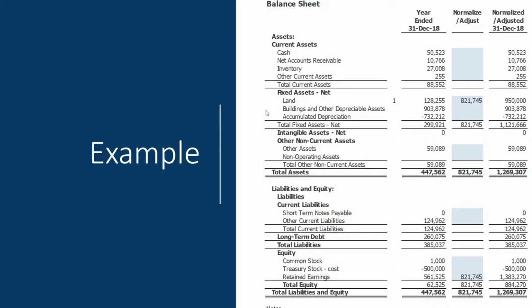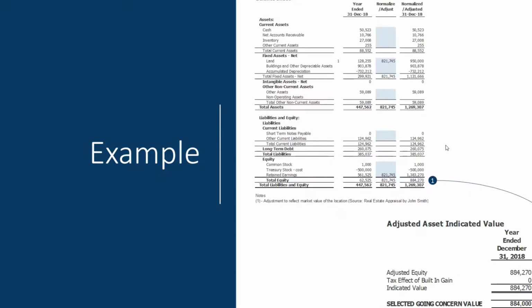So for this medical records company, there was an adjustment made for the land and the depreciable buildings. And here we just showed this complete adjustment in one entry for simplicity, but this should be broken up according to the land and the buildings. And when you look at the value adjusted for this, you'll see that the adjusted value is $884,000 as compared to the $63,000.